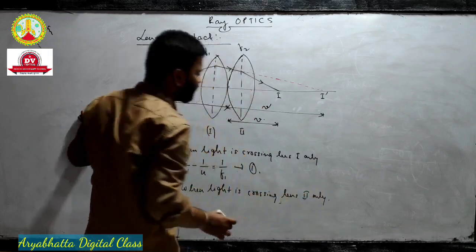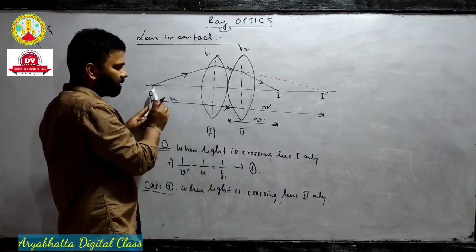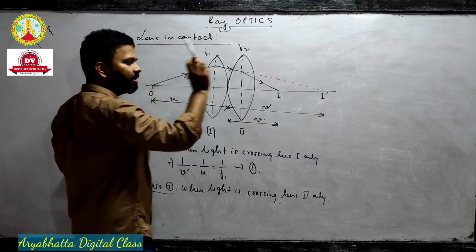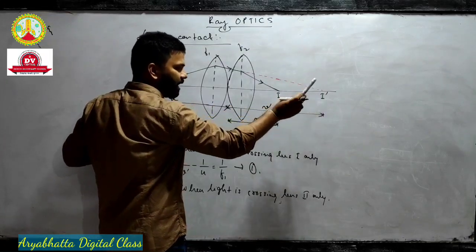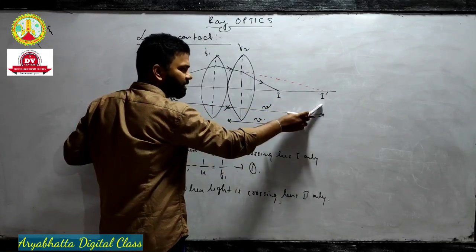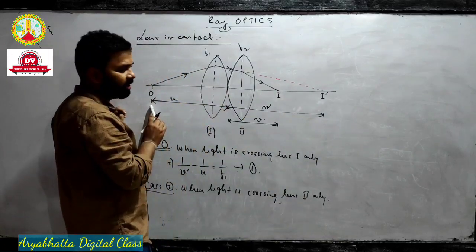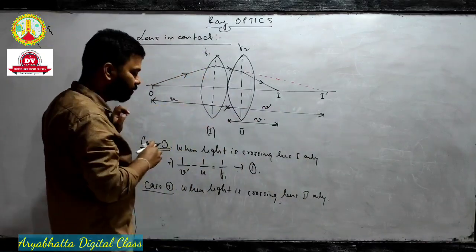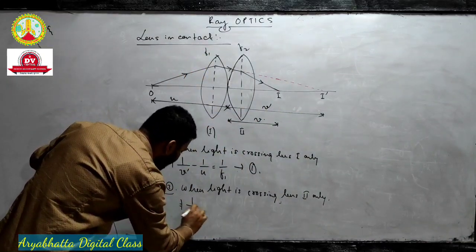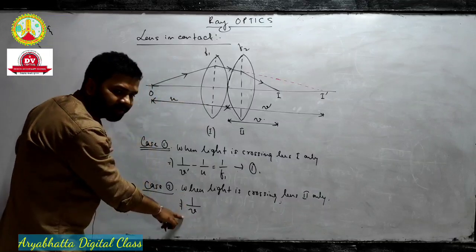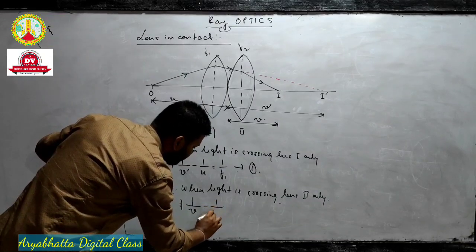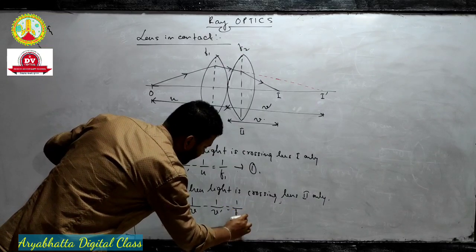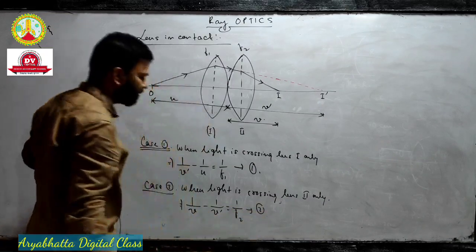Okay, this time what will the object be? This is the virtual object, this is the final image. For this object, this is the image, and for the final image, this is the object, because it has no information about this. This one will be the image, this one will be the object for lens number 2. So the formula is 1 by v. Final image distance is v. The virtual object distance is v dash, is equal to 1 by f2. This is equation number 2.